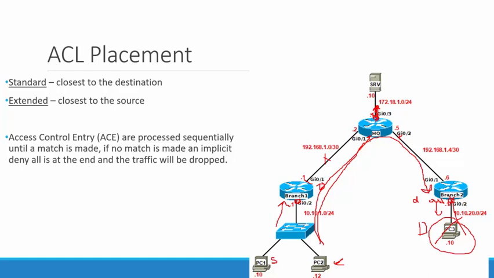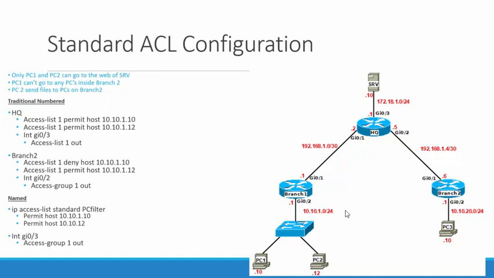So let's look at a couple examples. Let's look at a standard access control list. So with this standard access control list, here are my rules. I want to say only PC1 and PC2 can go to the web of SRV. PC1 can't go to any PCs inside of branch 2, so you can't go to anything inside of branch 2. PC2 can send files to PCs on branch 2. Now, in this simple topology, I'm only showing one PC, but let's say it's a LAN and we have multiple PCs. We're going to allow PC2 to go to all the PCs.